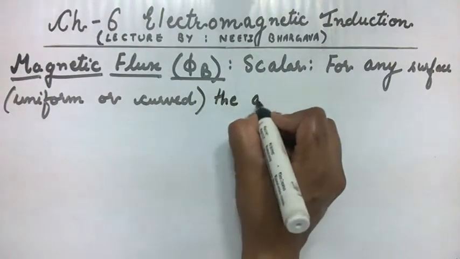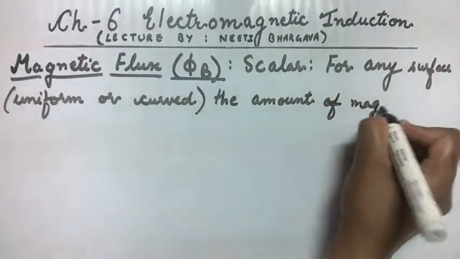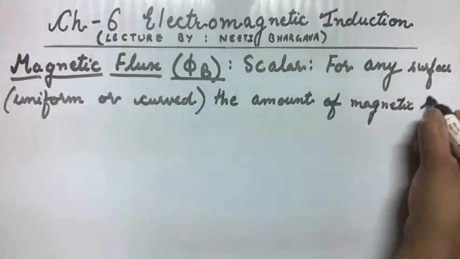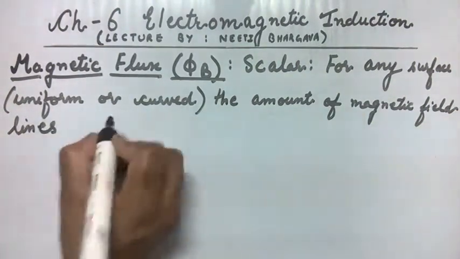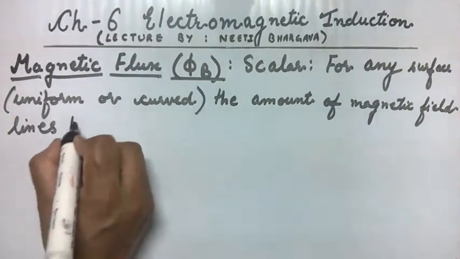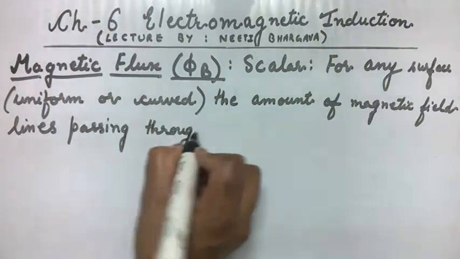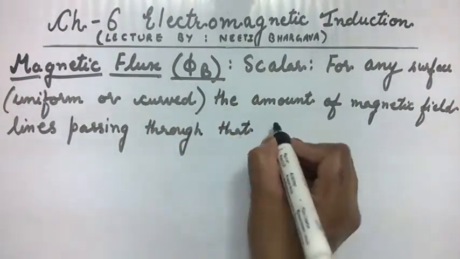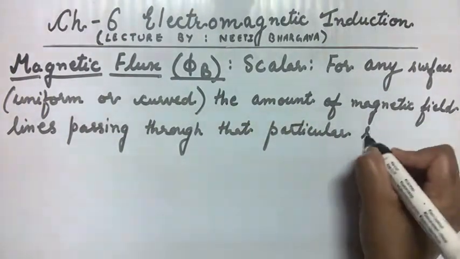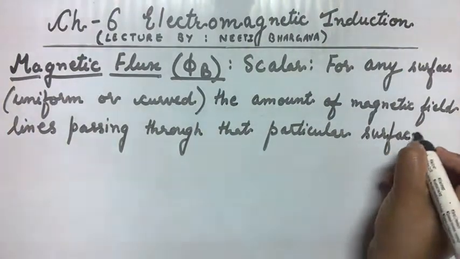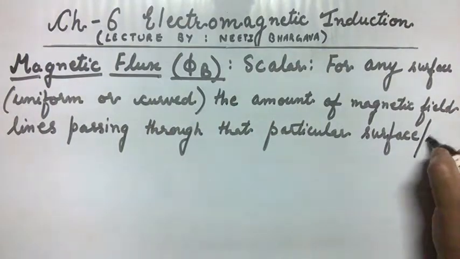The amount of magnetic field lines passing through that particular surface, and surface is of any shape. It can be in shape of a rectangle, square, triangle, or in the form of a loop.